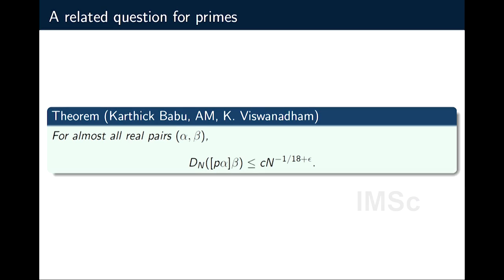Okay. So we also looked at this same question for primes, where you don't look at all integer multiples, but only prime multiples. So p runs over primes. So you can ask that question. Here we are not looking at higher degree polynomials, just a linear polynomial. So n alpha, then take the integral part, multiply by beta, and take the discrepancy of that. The result is of course worse than what we get there, because it's difficult to handle primes.